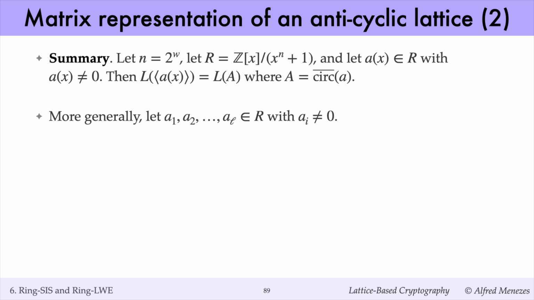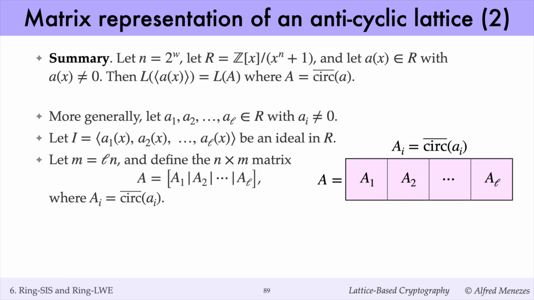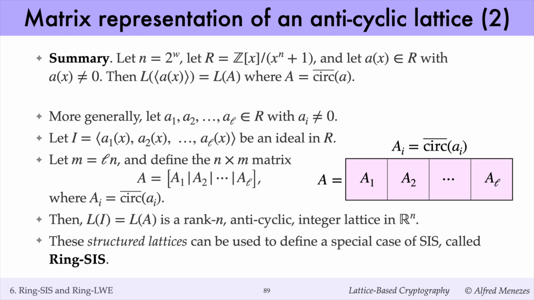More generally, let a_1, a_2, up to a_l be non-zero polynomials in R. Let I be the ideal generated by a_1 up to a_l. Let m equal l times n, and let A be the n by m matrix obtained by concatenating the anti-circulant matrices corresponding to the polynomials a_1 up to a_l. Then the ideal lattice corresponding to the ideal I is a full-rank anti-cyclic integer lattice with basis matrix A. These structured lattices are used to define the Ring-SIS problem.